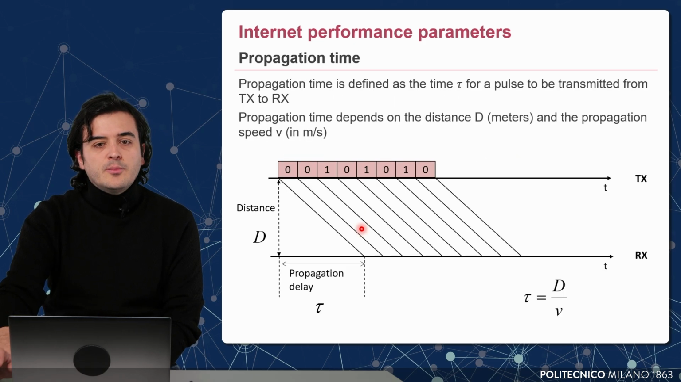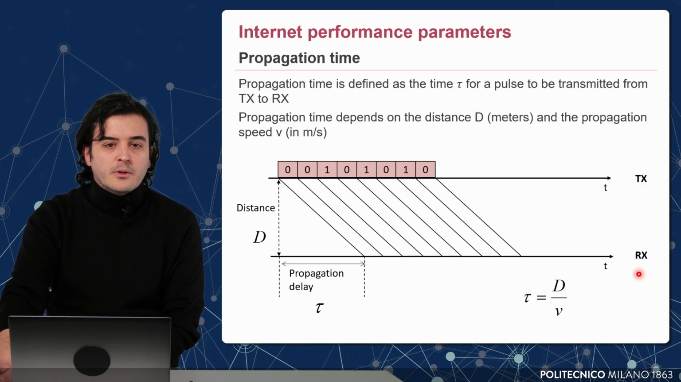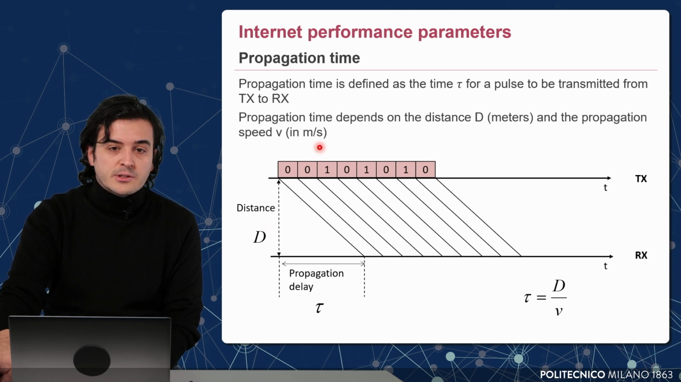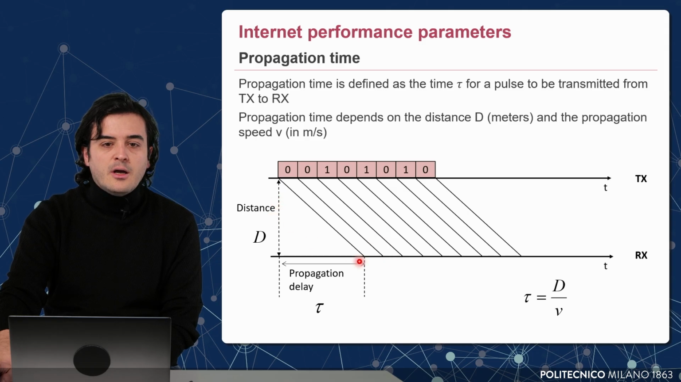The propagation time, in turn, is defined as the time tau for a pulse or a bit to be transmitted from the transmitter to the receiver. This propagation time depends on the distance d, expressed in meters or kilometers, and the propagation speed v, which is expressed in meters per second. In this case, we see a simple example of transmitting a series of bits from a transmitter to the receiver at a distance d, given a time, which in this case, as we have defined, is given as propagation delay tau.